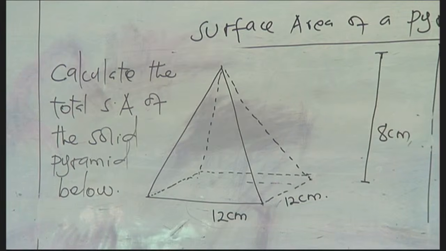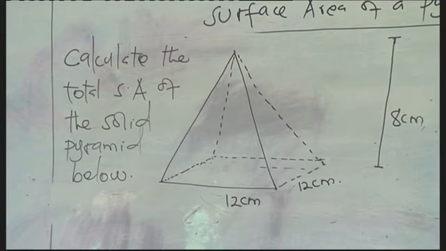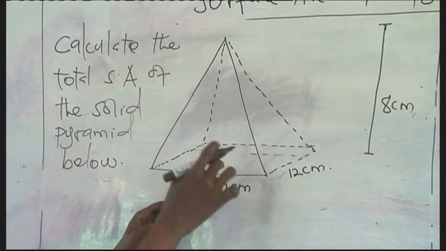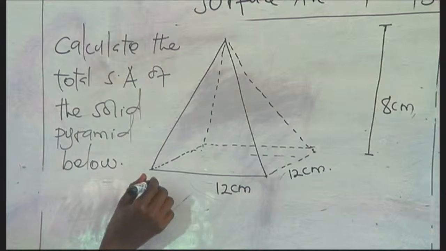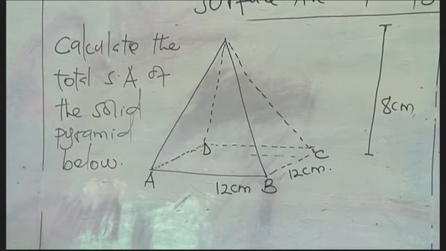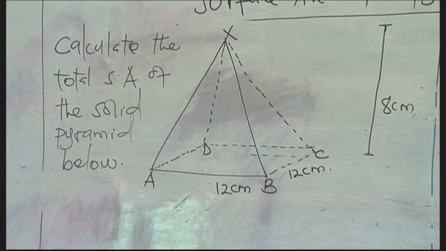Okay, thank you. Let us now work it together, then we shall see whatever the answer was. Now, pay close attention, whoever feels has not understood me well, as I'm working through this. We have been given the vertical height as 8. So, let me label this diagram. Let me give it A, B, C, and D as my base. Then this one can be X, the vertex.